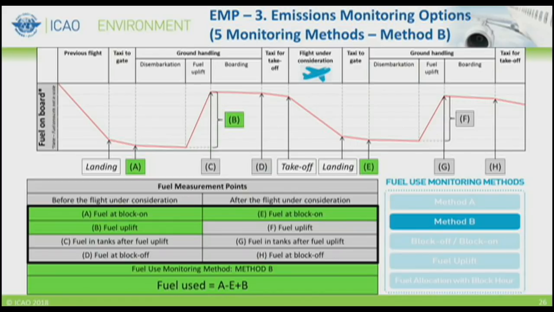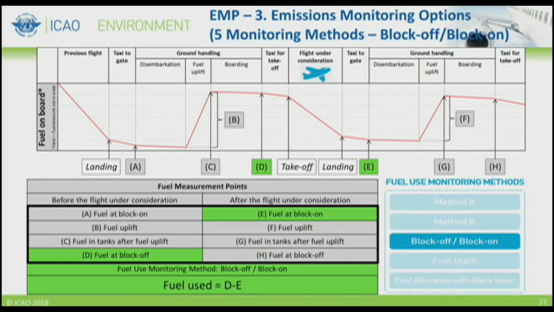Method B looks very similar, and the similarity is that this method also uses information from 2 flights. So here you can see we are applying fuel measurement point A, which is fuel at block on. Once the airplane arrives at the airport and comes to the gate, there is the block on time. We will apply fuel uplift for that flight. So airplane lands, block on, fuel uplift for that same airplane. And then the airplane again departs for the flight under consideration here, lands at the destination airport, and arrives at the gate at the destination airport, where we have another block on measurement point. And you will also see the formula for the calculation there on the screen. Very similar to method A, but method B uses the information from block on instead of after the fuel uplift.